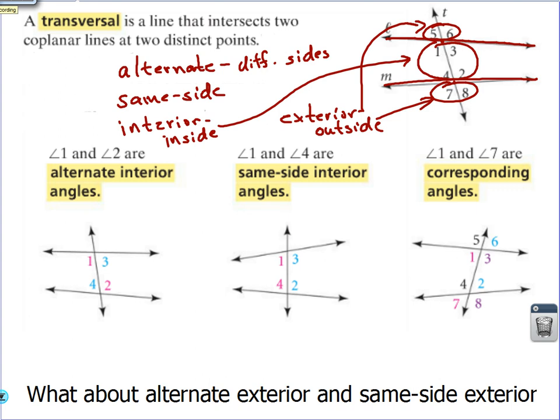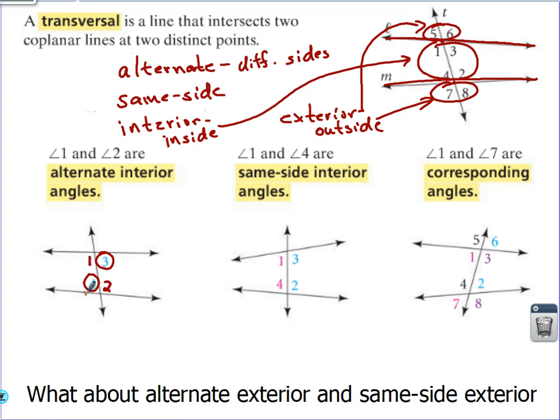Alternate interior angles. Alternate means on one side or the other side. Interior, on the inside. 1 and 2 are both alternate angles and interior angles. 1 and 2 are alternate interior angles because they're on different sides of the transversal and they're on the inside. Angles 3 and 4 are also alternate interior angles. One's at the top, one's at the bottom. 1 and 2 are alternate interior, 3 and 4 are alternate interior.